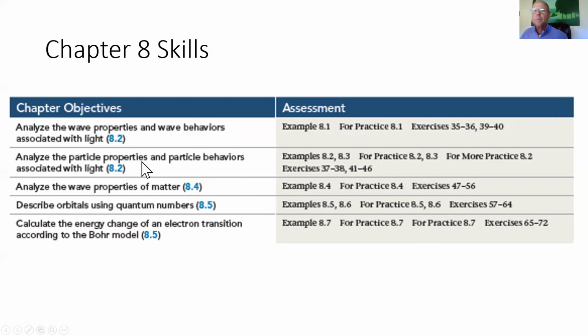Know the particle properties and particle behaviors associated with light. So know about photons and how to calculate their energy. Know about the wave properties of matter and be able to calculate things like the wavelength of an electron at a given velocity. Be able to describe orbitals using quantum numbers. Know what quantum numbers are allowed, what combinations are allowed and which combinations are not allowed. And then calculate the energy change of an electron transition in an atom according to the Bohr model, but also according to the quantum mechanical model, and be able to calculate the wavelength of light associated with those transitions.